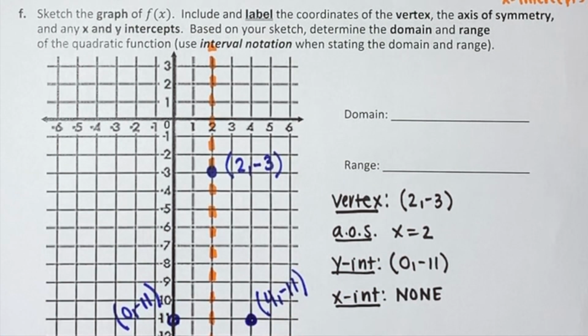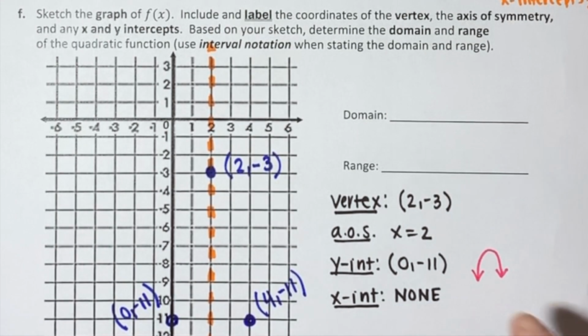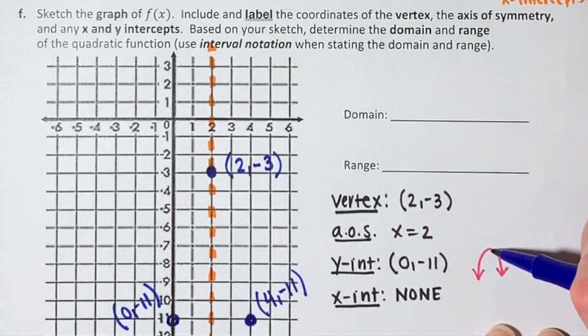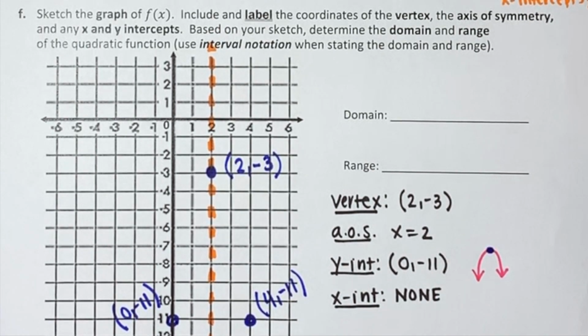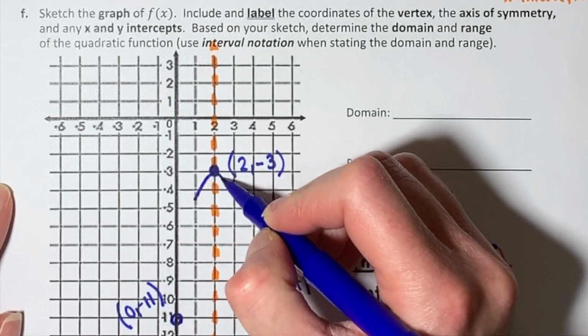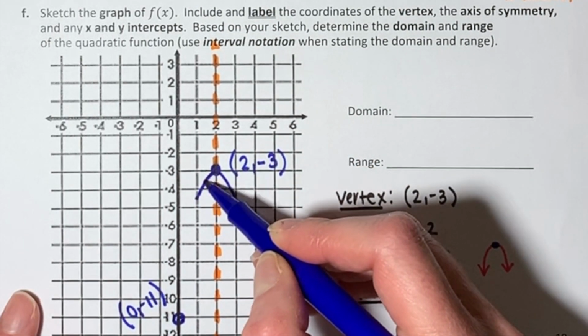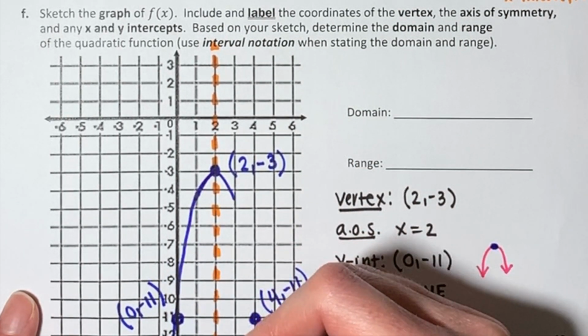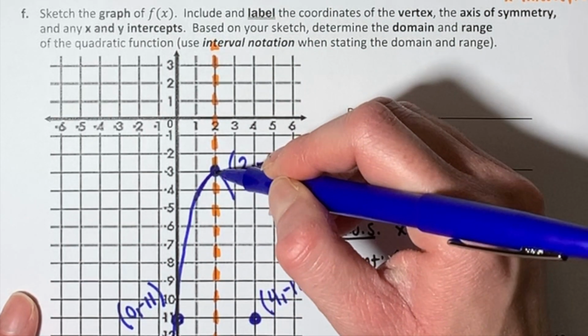On the previous page, we said that our parabola opens down, so it will have this shape here, where the vertex is our maximum point. So let's start at our vertex right here. That's our maximum point. And then we just want to draw our parabola connecting down to the y-intercept, and then connecting down to this extra optional point.